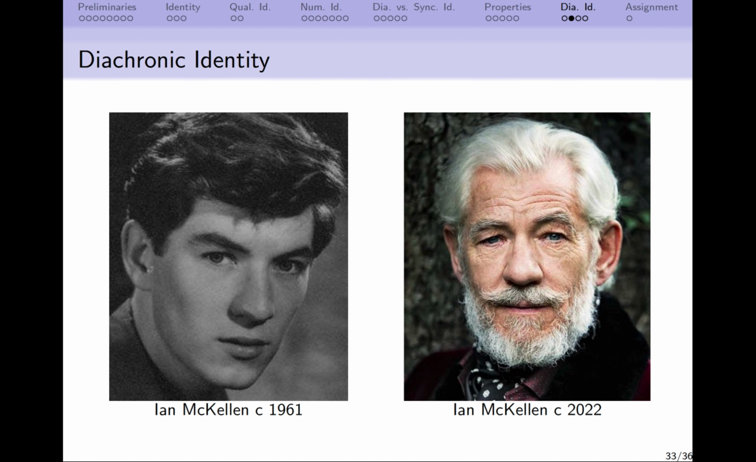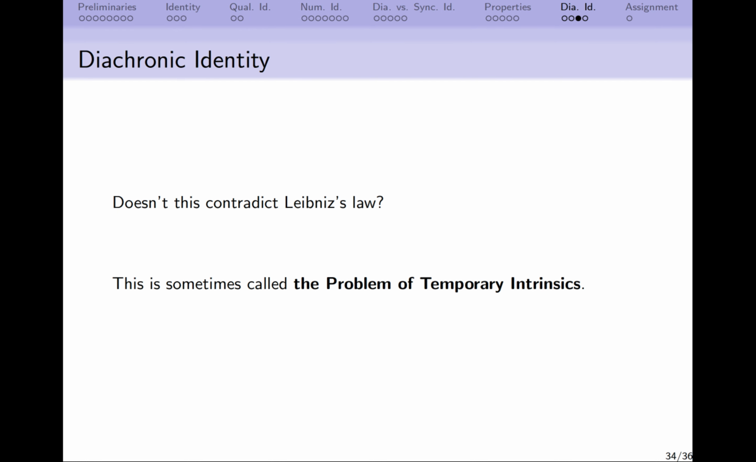Doesn't this identity, despite difference in properties, just directly contradict Leibniz's law, which seemed to be an intuitive principle concerning identity? So this is the central problem that we're going to turn our attention to. Sometimes it's called the problem of change: the problem of how something, one and the same thing, can change. So how can it be one and the same thing even though it changes in its properties?